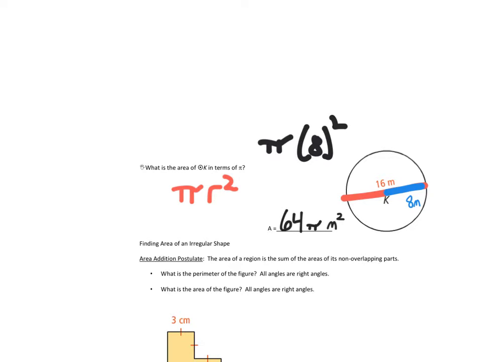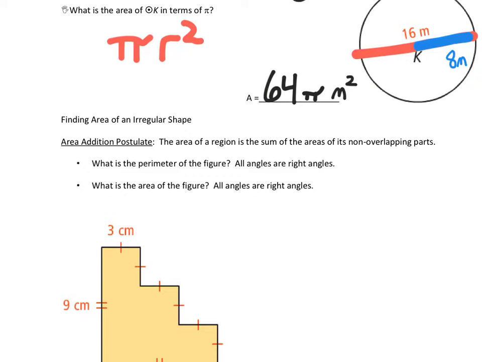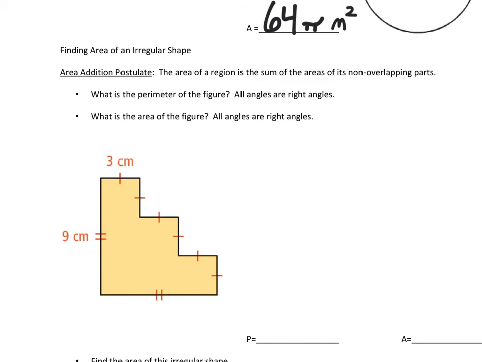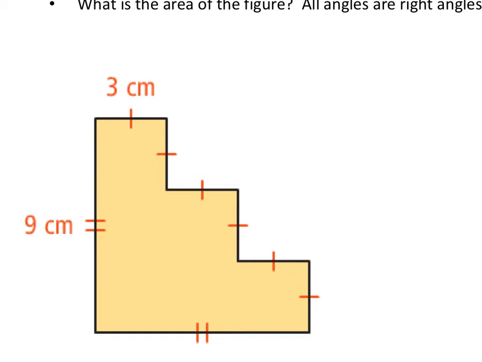And like I said, tomorrow we'll be getting more practice on this. So today is just getting us the notes. This type of problem I find interesting. Find the area of an irregular shape. Area addition postulate: the area of a region is the sum of the areas of its non-overlapping parts. So what that's saying is we have a diagram here. We can find the area of it by breaking it off into different segments that I can find the area of. So the area of this segment plus this segment plus this segment will be the area of the entire shape, which should make logical sense to us.